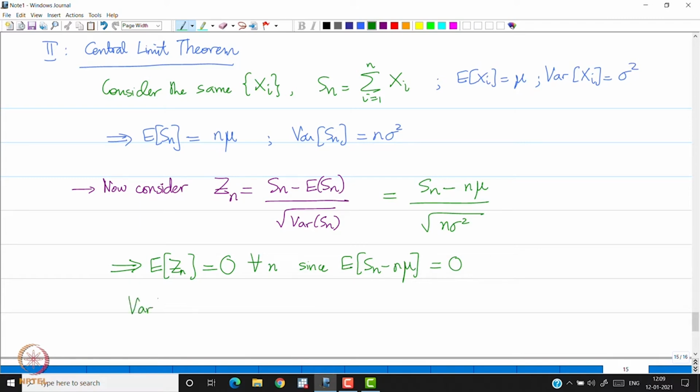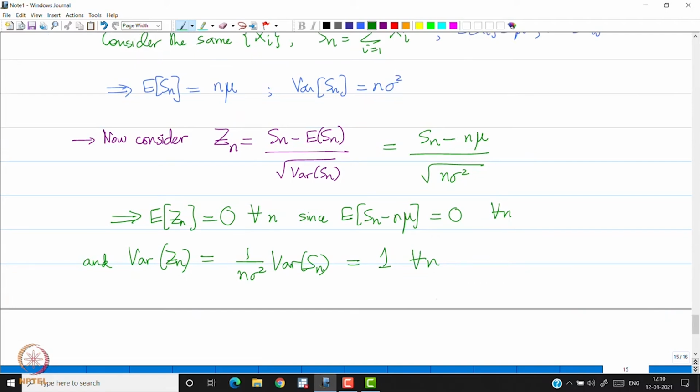And equally importantly, the variance of Zn is basically 1 by n sigma squared times the variance of Sn. Note that the variance properties are very important here. We know the variance of Sn, but if you take a random variable, subtract its mean and divide by the square root of its variance, you get unit variance. And therefore this is going to be 1. So no matter how large or small you make n, how many random variables Xi you take, if you define Zn as we have done on this page, Zn will have both zero mean and unit variance.